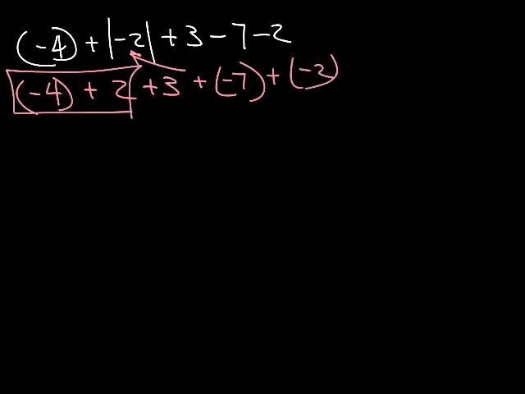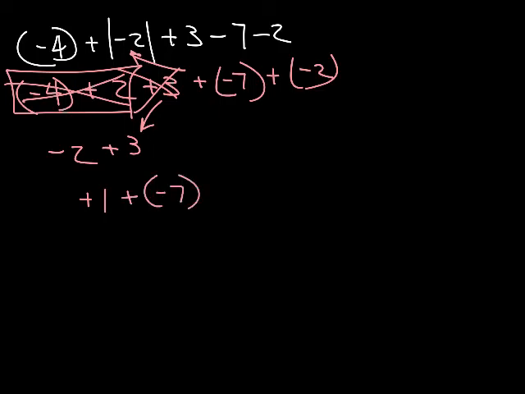Got these here. Signs are different, so I take the difference, put the sign of the largest. I'm done. Do the plus 3. Signs are different, take the difference, sign of the largest on top, done with that one. Do the negative 7, signs are different, I take the difference, put the sign of the largest on there. And last one is 2. Signs are the same, so I add, put the sign on there, and I'm done. Okay?